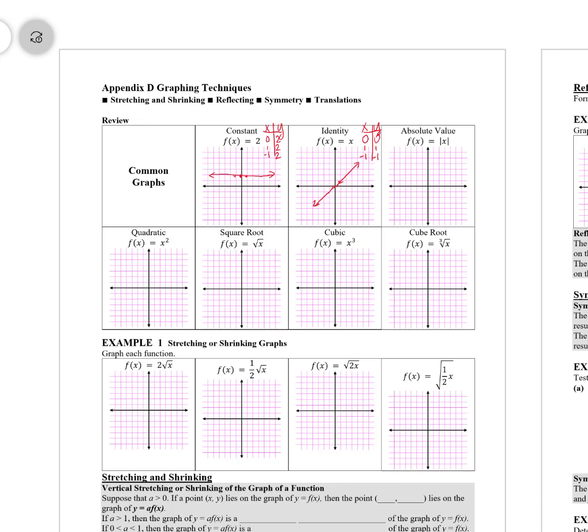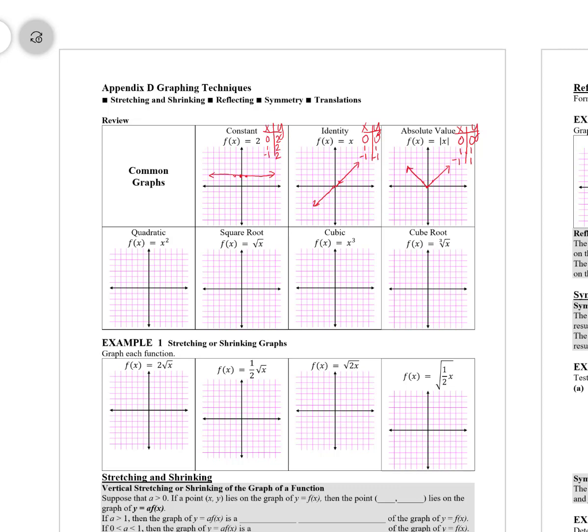And then the absolute value function is kind of like the identity, and it's the same as the identity when x is positive, but when x is negative, do you see how y is just the opposite? So we'll still have 0, 0, and 1, 1, but if x is negative 1, then y is going to be positive 1, because the absolute value of a negative number is positive. And so when we graph this one, we have the first quadrant cut in half, but then the second one is also, so the graph is V-shaped.